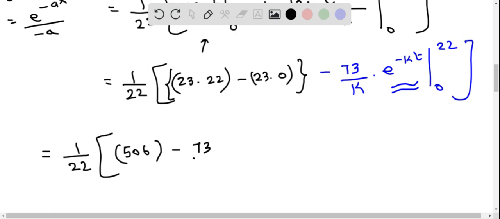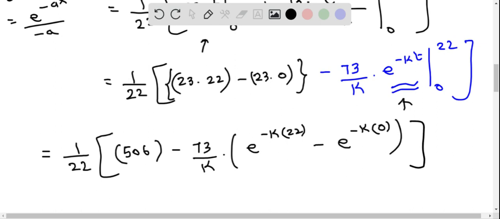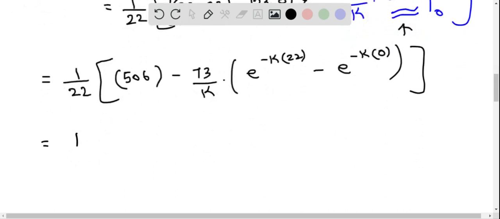Minus 73 over k. Let me substitute the upper and lower limits for e raised to the power of minus kt. When I do that, I can put a bracket over here. This is e raised to the power of minus k times 22 for the upper limit, and then we put minus e raised to the power of minus k, and in place of t we replace 0. So therefore this becomes like this. So we can substitute here. This is 1 over 22, 506 minus 73 by k.